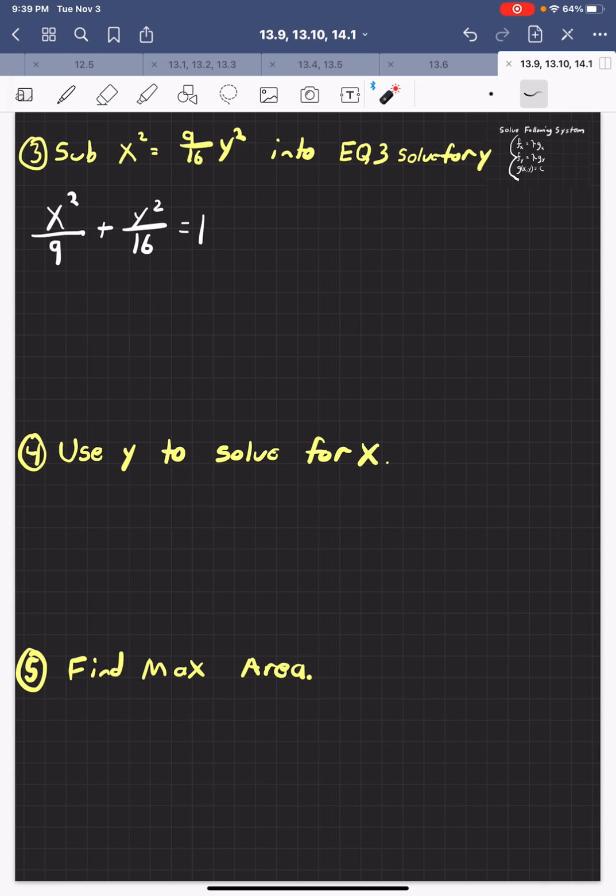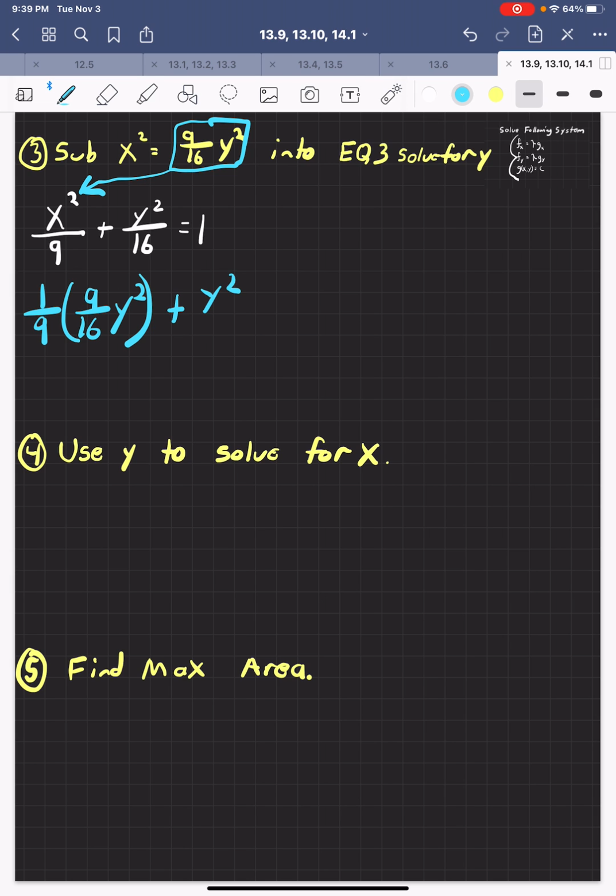All right, so we're going to substitute 9/16 y squared in for x squared. Ready? Let's write it this way. Let's write it as 1/9 instead of divided by 9. So 1/9 times 9/16 y squared plus y squared over 16 is equal to 1.